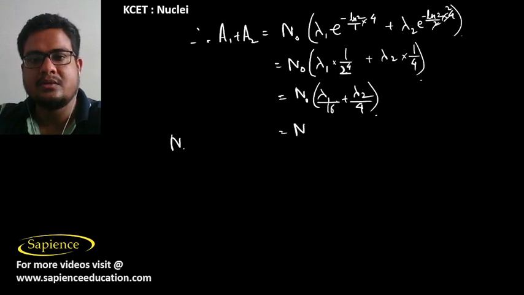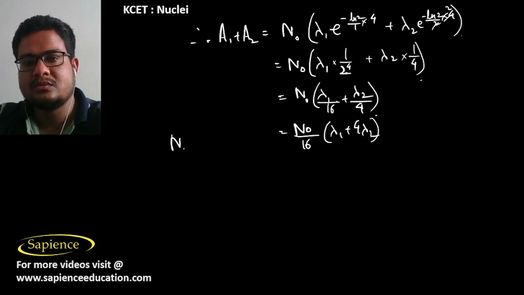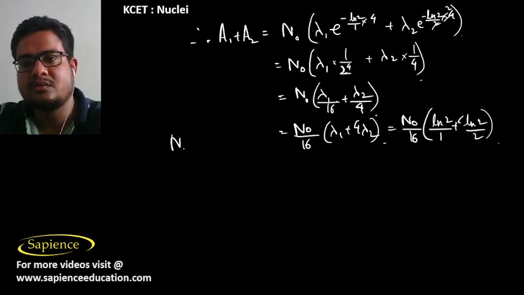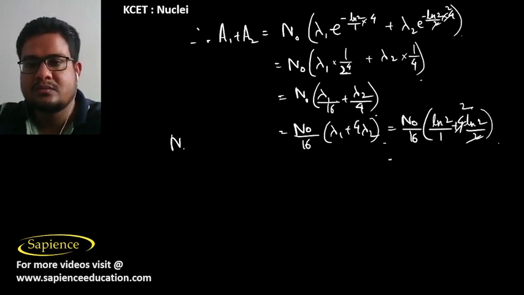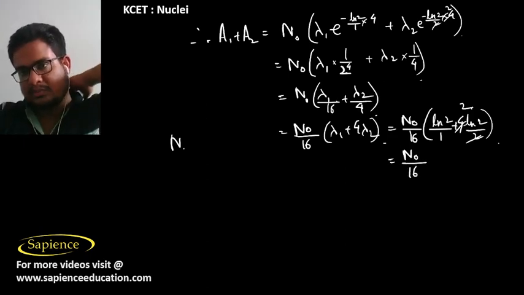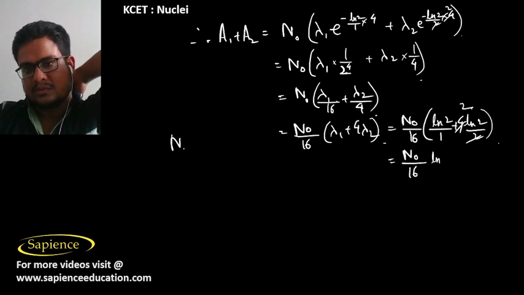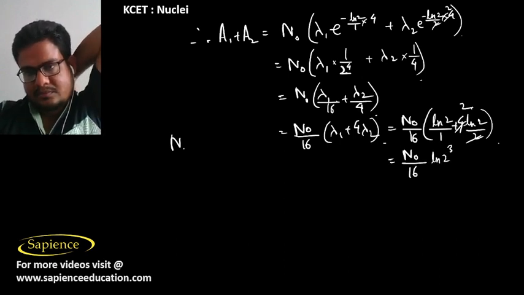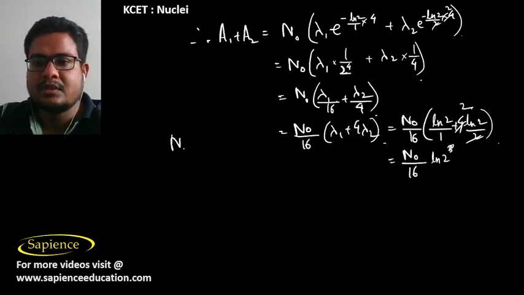This is equal to n naught by 16 into lambda 1 plus 4 lambda 2. That is equal to n naught by 16 into ln 2 by 1 plus 4 into ln 2 by 2. That is n naught by 16 into 2 ln 2 plus ln 2, that is 3 ln 2, that is ln 2 power 3, so ln 8, that is 3 ln 2.